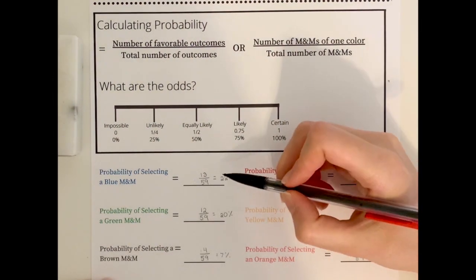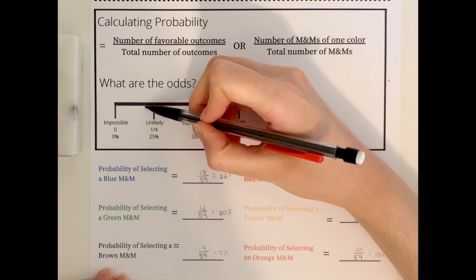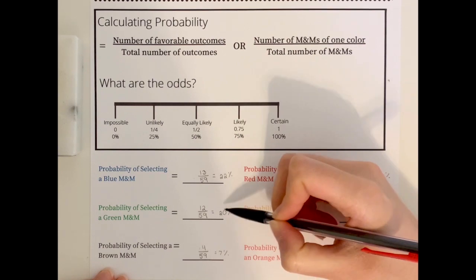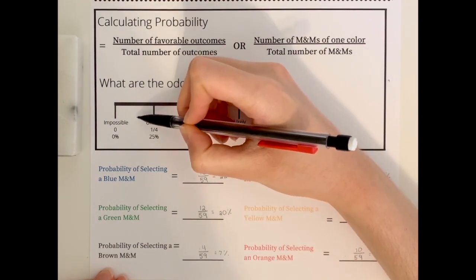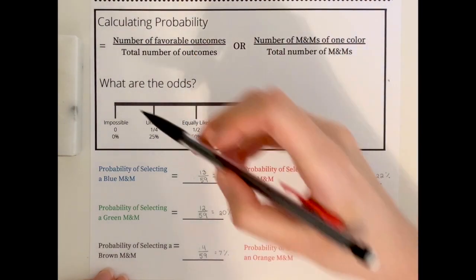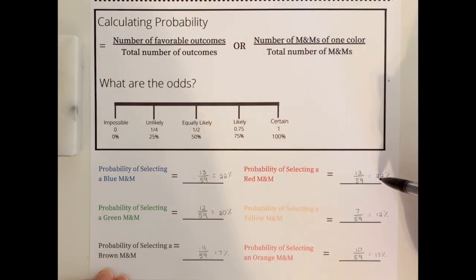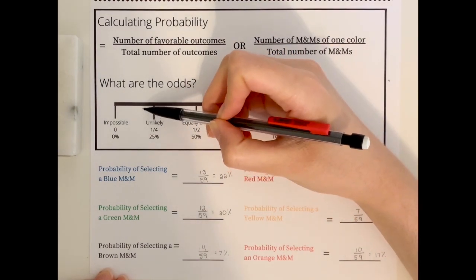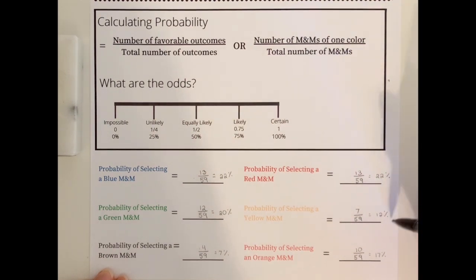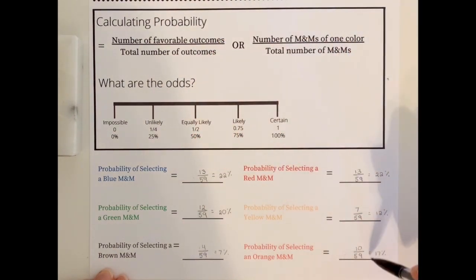Let's look at these percentages we calculated on the likelihood scale. 22% falls right before unlikely, so it's between impossible and unlikely. 20% also falls in this range. 7% seems a little less likely, closer to the left of this chart. And then 22% is the same as the blue M&Ms that we saw earlier. Looks like the yellow M&Ms are a little less likely as well. And the orange M&Ms come up at 17%.